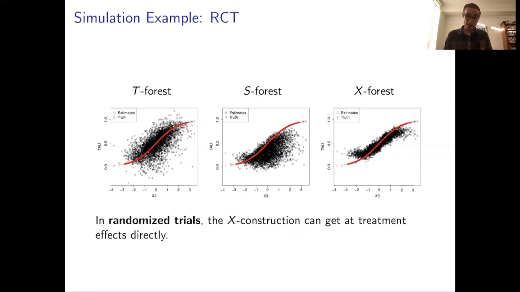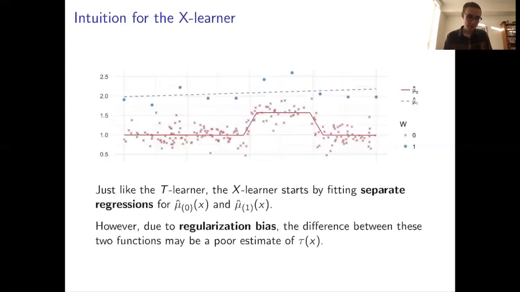And certainly this is much, much better than the S and the T forests. So why was this better? I think it's helpful to consider the same pictures as before. So remember the X-learner starts by fitting the same red and blue curves we had before. But then what it's going to do is estimate these delta i terms, so these imputed treatment effects.